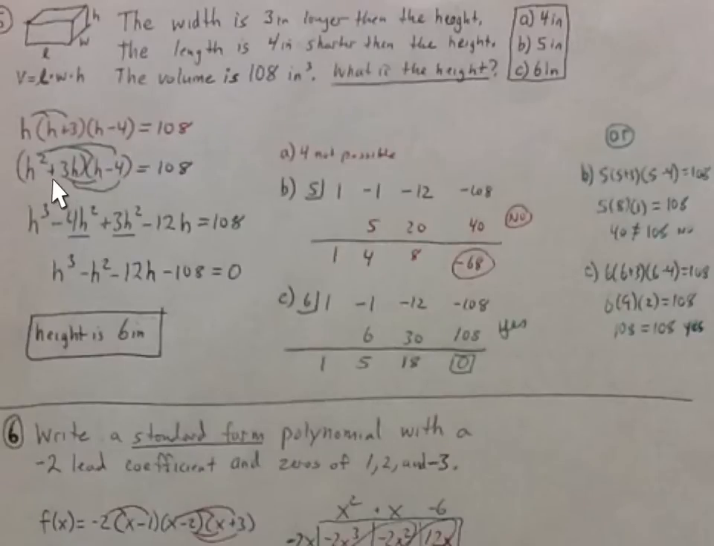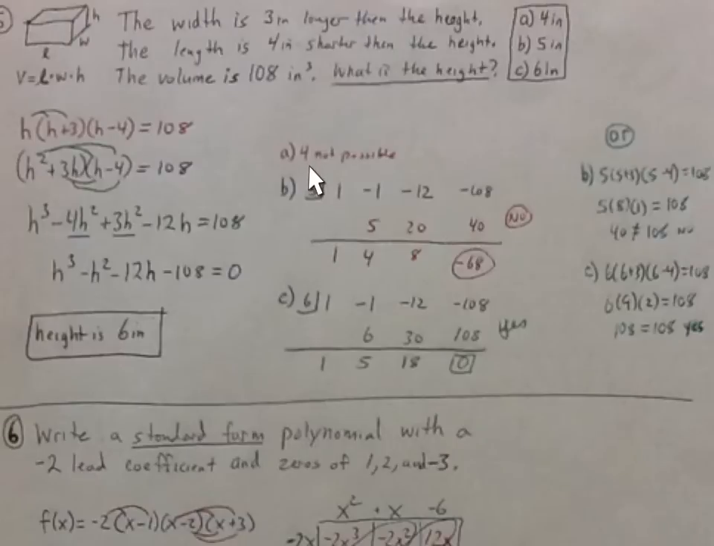Then, if I FOIL, I get all this. Then I minus the 108 over, and now I have this trinomial. Now I want to find my zeros. So to find zeros, I can use remainder theorem or synthetic division. As you can tell over here, I use synthetic division instead of remainder theorem.